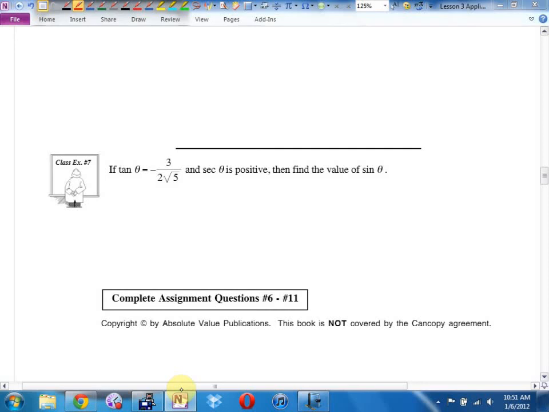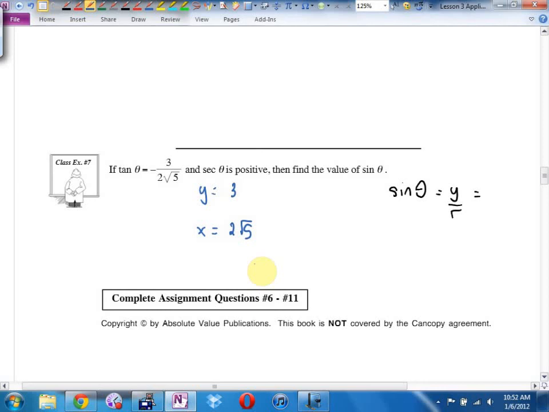What did they give me? Tangent. By the way, tangent is what over what? What they really told me was this. Oh, except Andrew, one of these must have been negative. Which one? Let's find out, shall we?